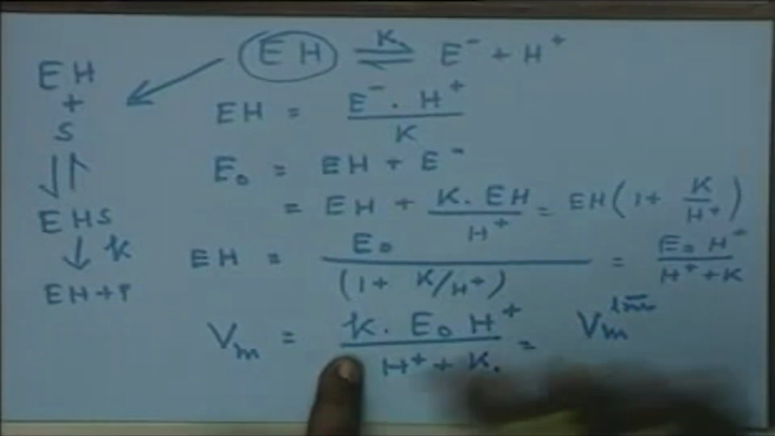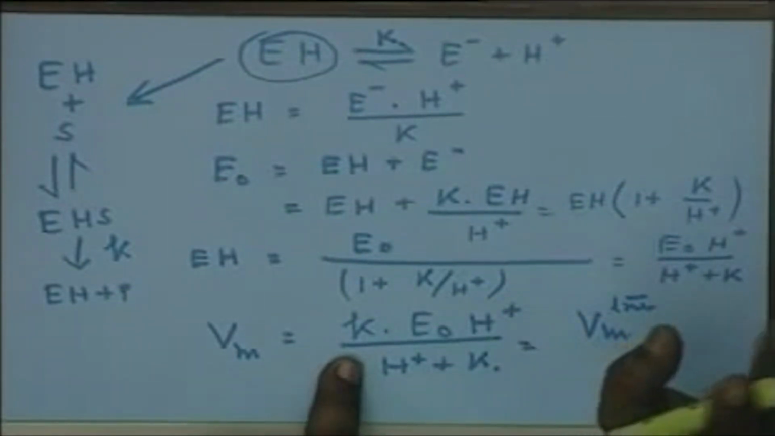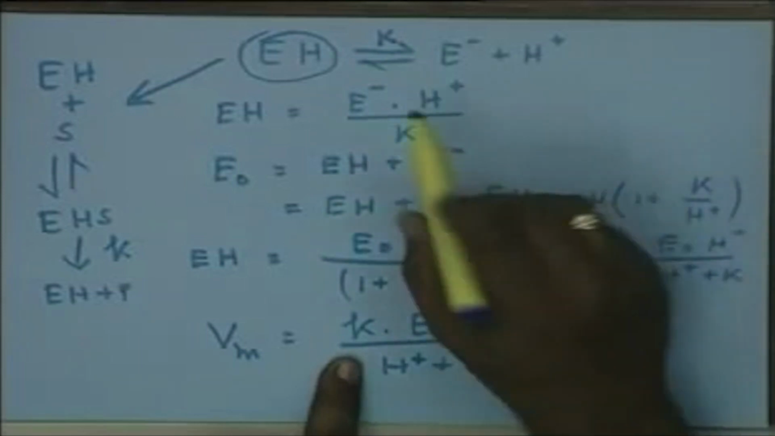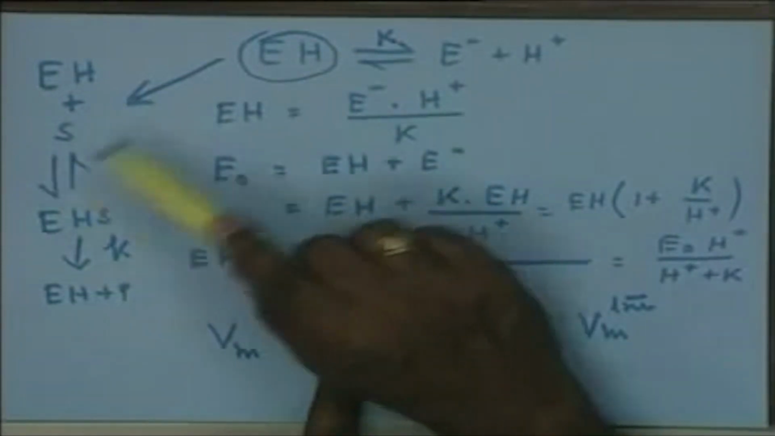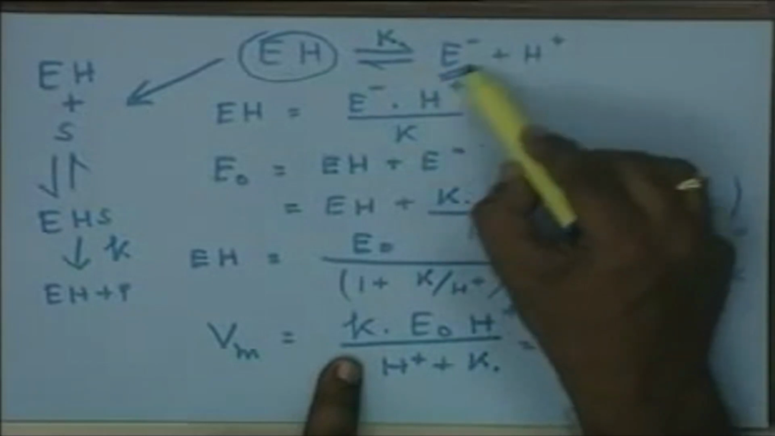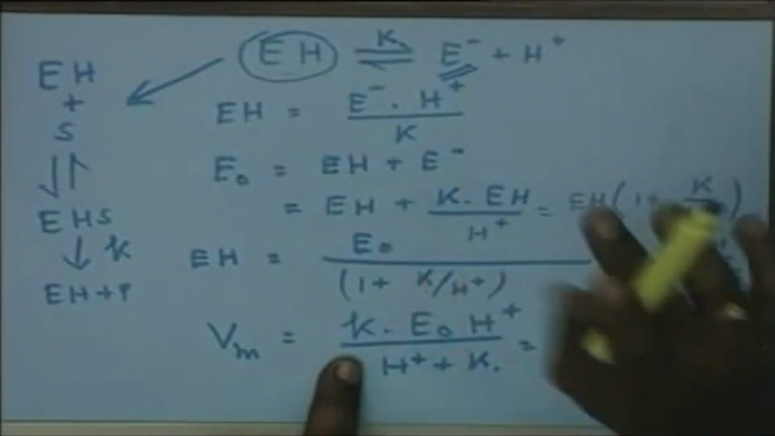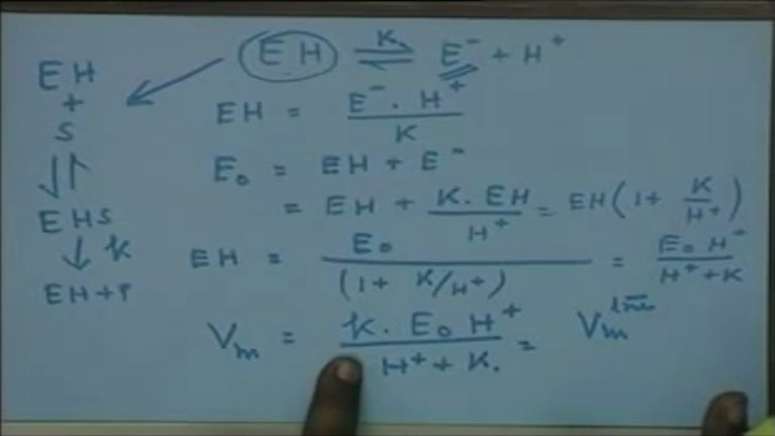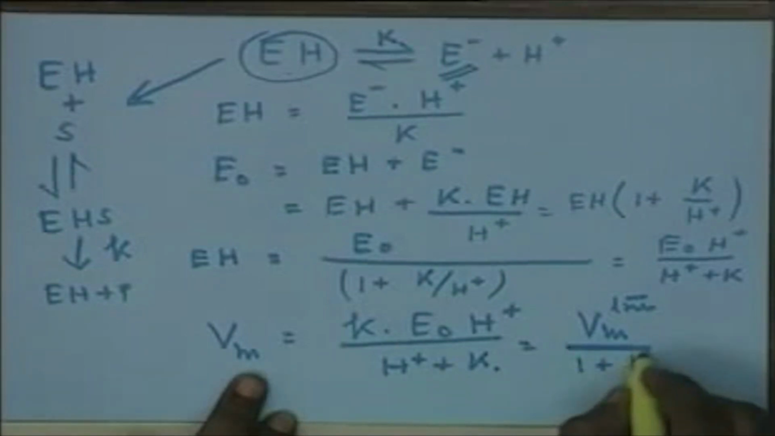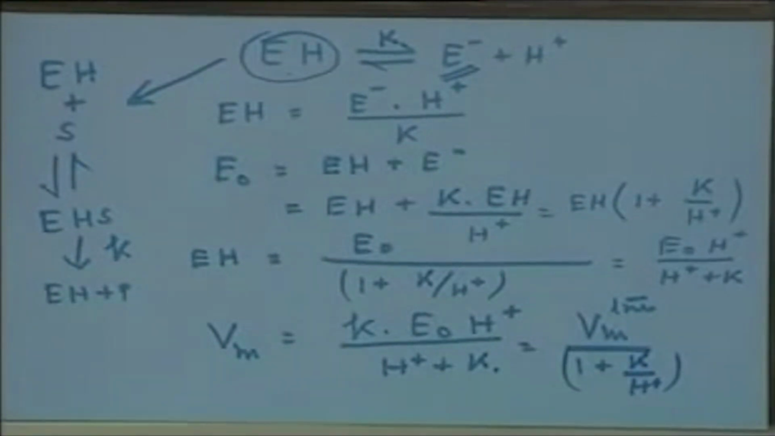That is essentially the maximum reaction velocity which one can achieve at some pH, when predominantly all the enzyme E naught is present in the form of EH, that is, the concentration of E minus is negligible. That is the true Vm actually, and this upon 1 plus K upon H. Essentially you arrive at such a relation whereby you see the Vm is affected by a factor 1 plus K upon H.